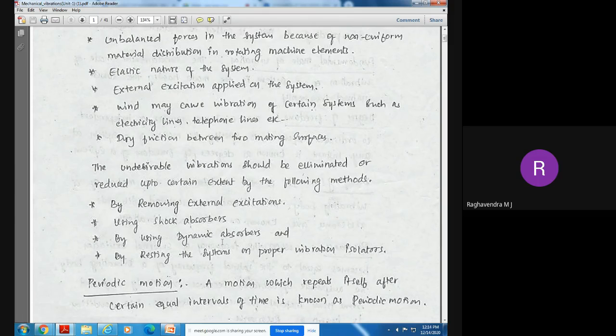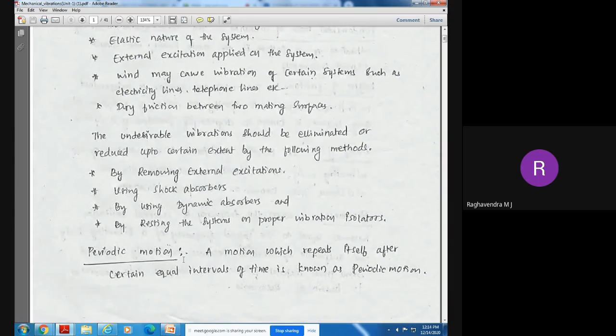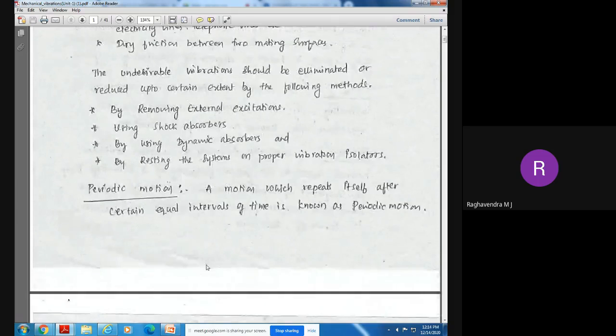So in order to prevent vibration, what we are doing is keeping the entire vibrating structure on isolators like rubber, cork, springs. Those are acting as isolators. So this is also one of the methods to reduce the vibration, that is, by resting the system on proper vibration isolators.